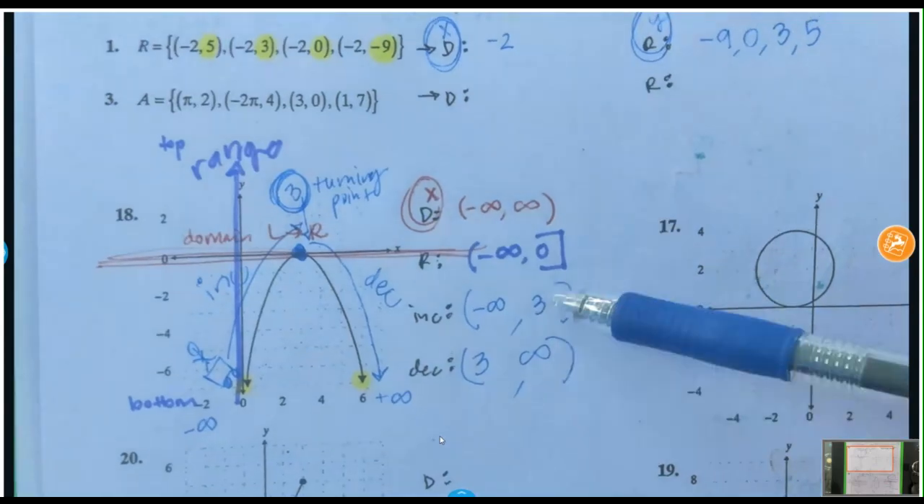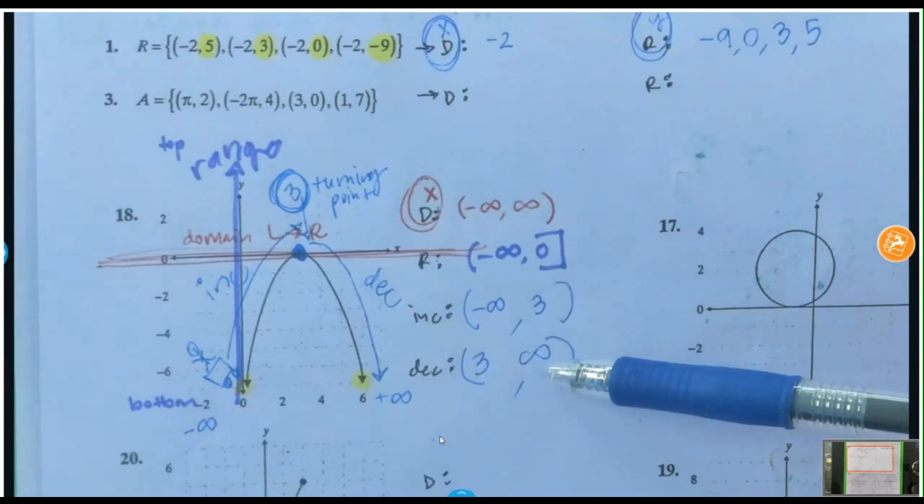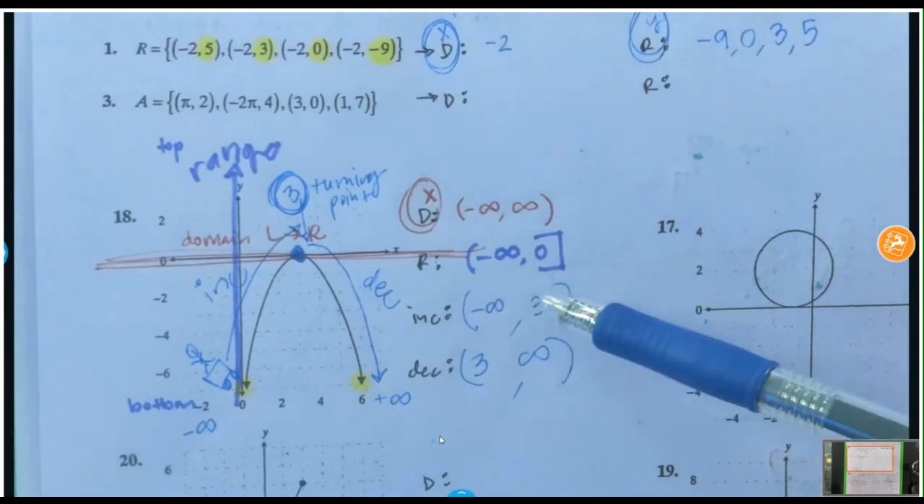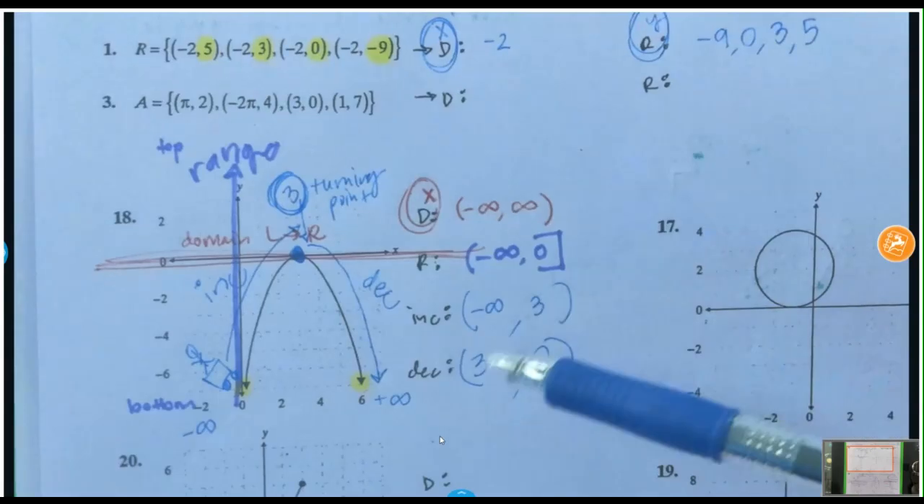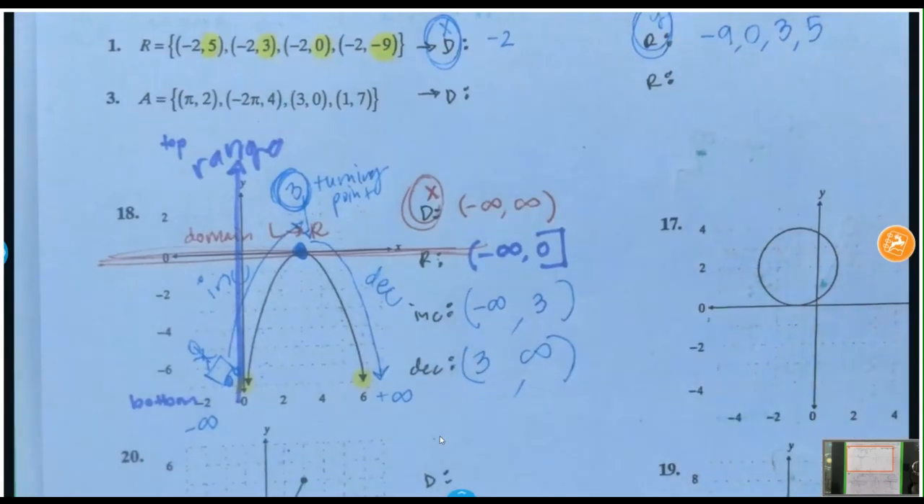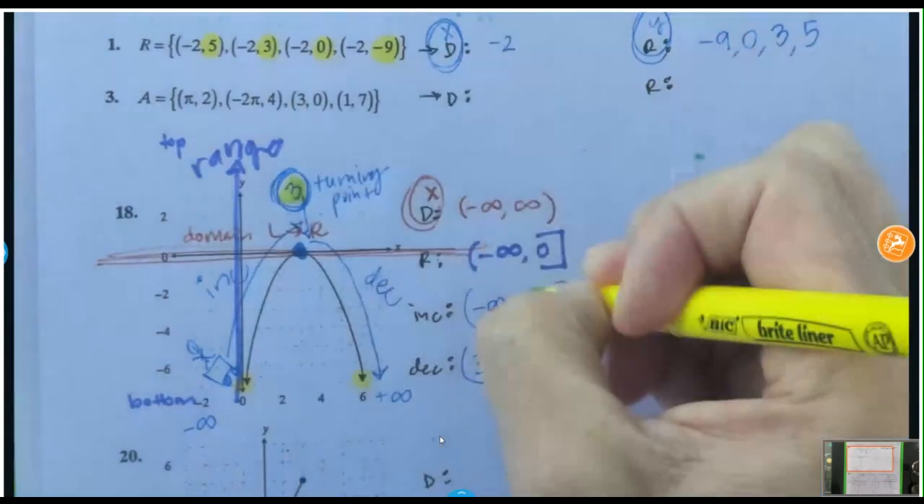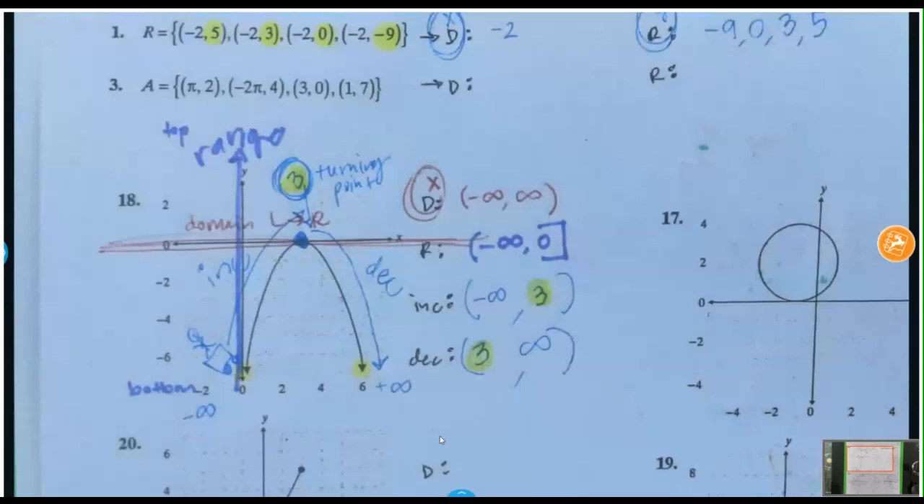Increasing and decreasing, notice that these are kind of flip-flopped. So from negative infinity to 3, it increases, but 3 to positive infinity, it decreases. And this is your turning point. This is very important. Your turning point is what you use for increasing and decreasing. It's the x value, not the y, and that's very confusing to people.